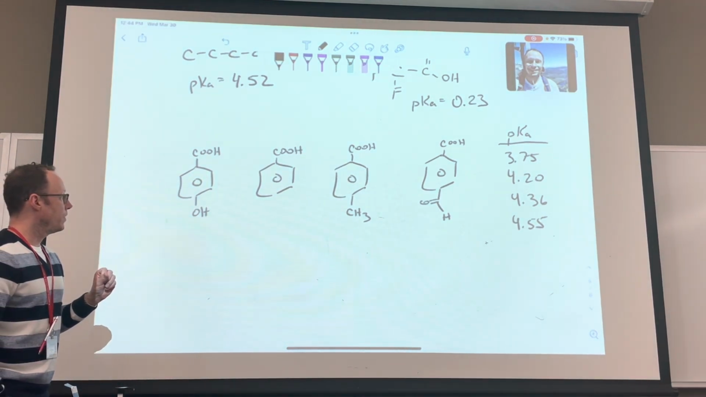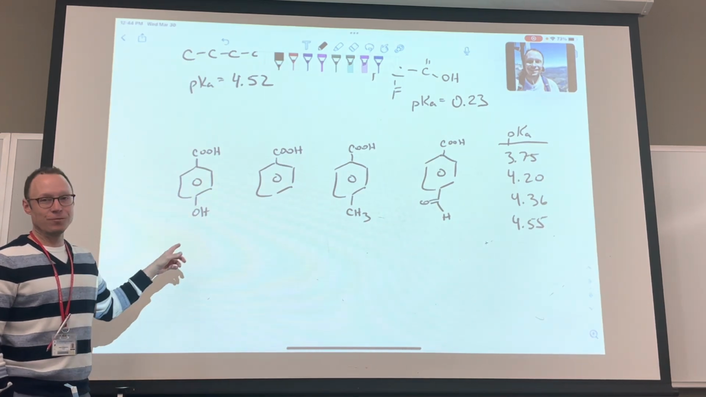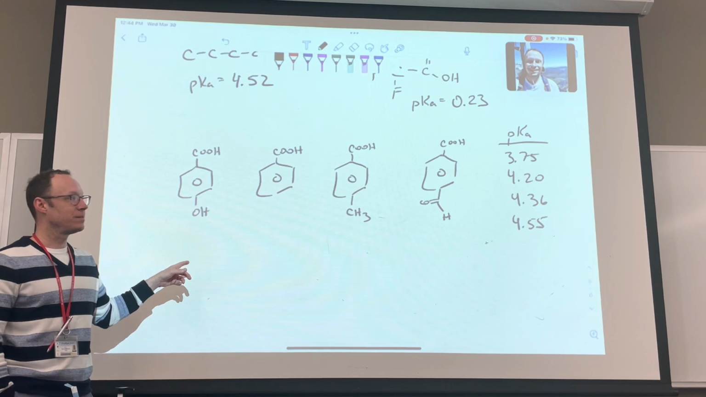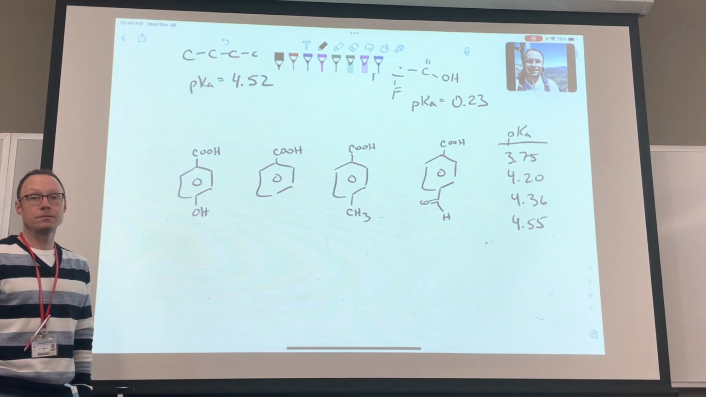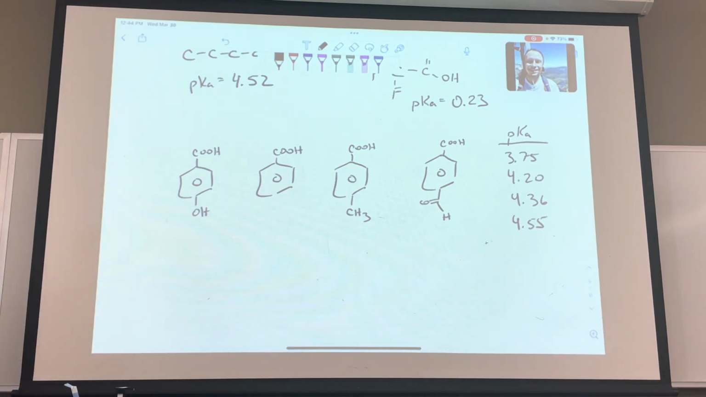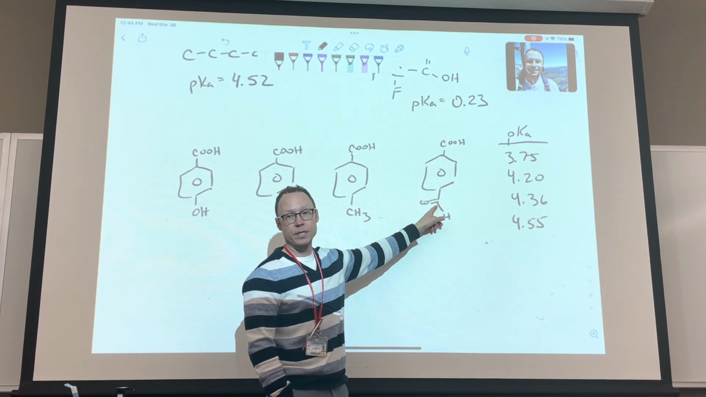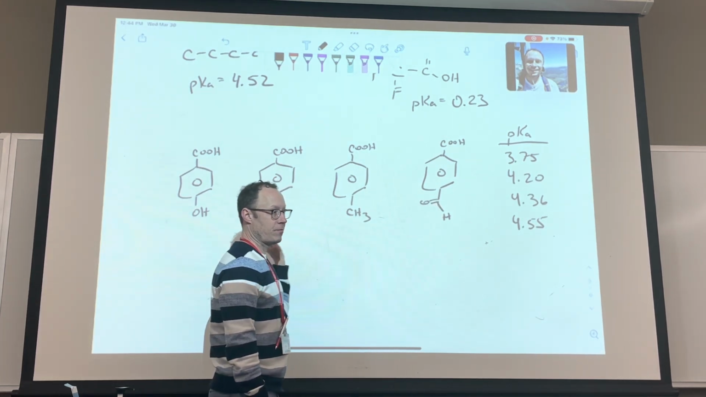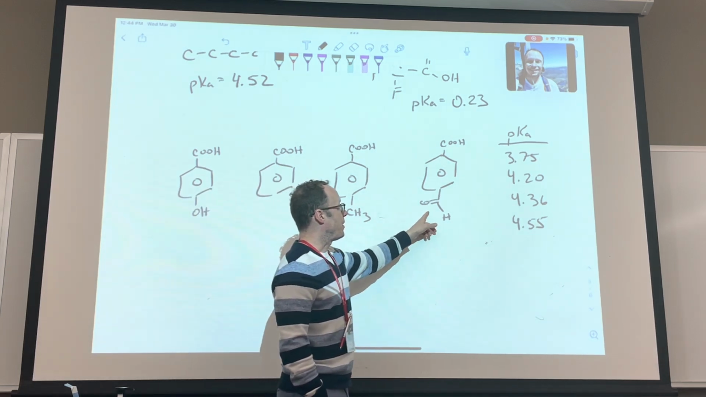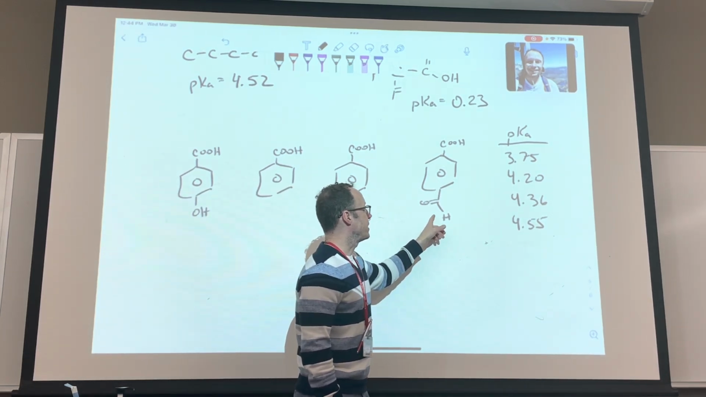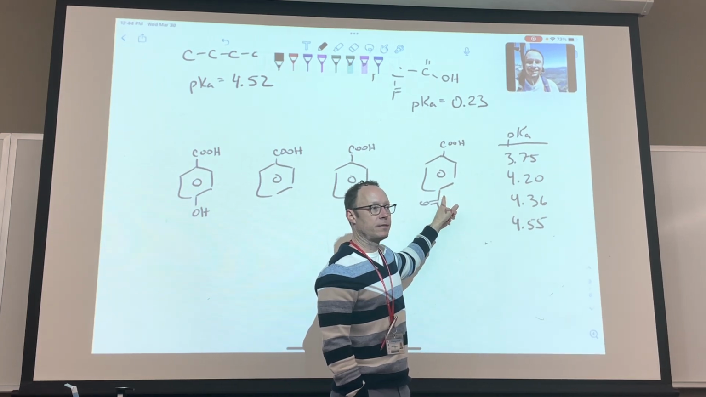So, I guess, which of these groups then are electron withdrawing groups is the next question. The aldehyde. Yeah, the only one on here is the aldehyde. That's the only electron withdrawing group of these that we've got listed. So, by that logic, it would make sense that our 3.75 would be here. This is going to be our most acidic compound.